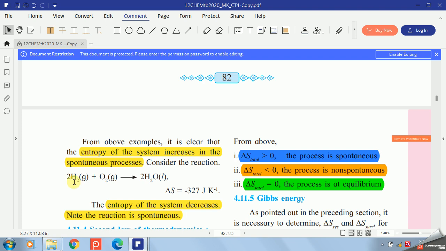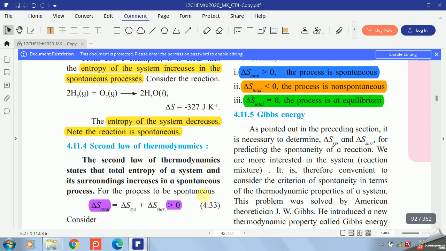Formation of water from hydrogen and oxygen. Hydrogen and oxygen are reactants in the gaseous state, but the product, water, is in the liquid state. So our change is from gases to liquid. Disorderliness decreases, so entropy decreases. Delta S is minus 327 joule per Kelvin. So it decreases, but still the reaction is spontaneous. It can occur naturally.